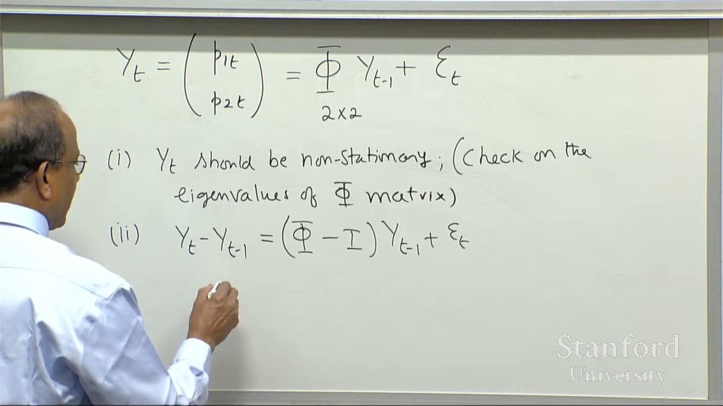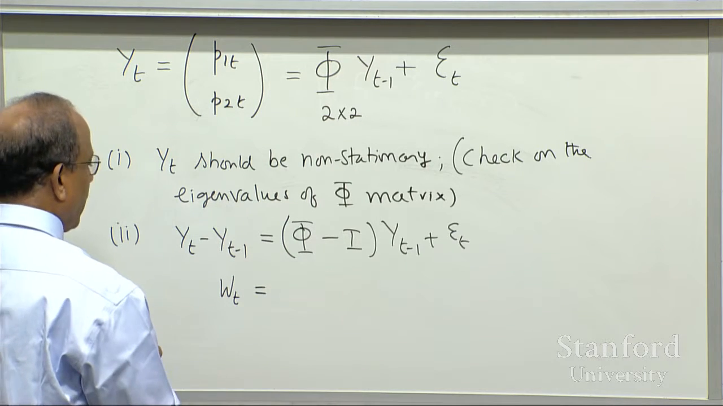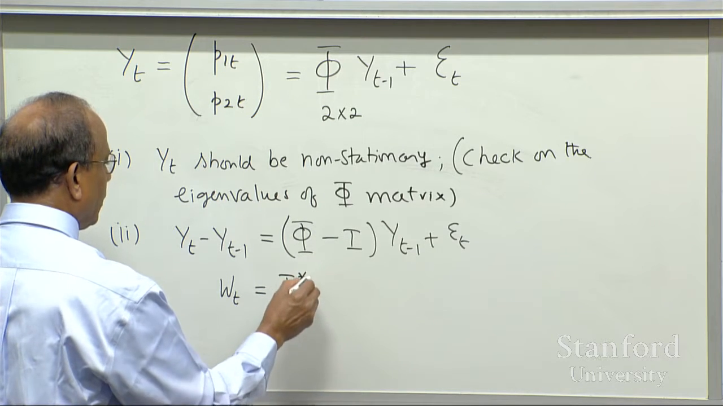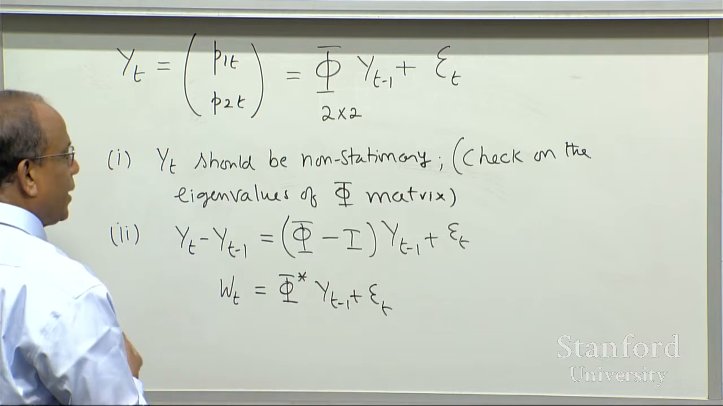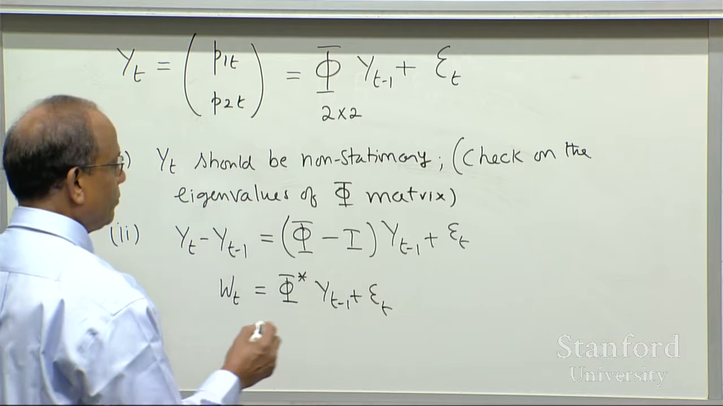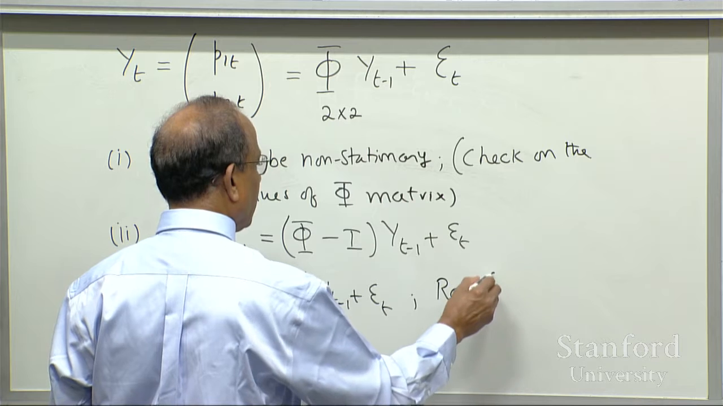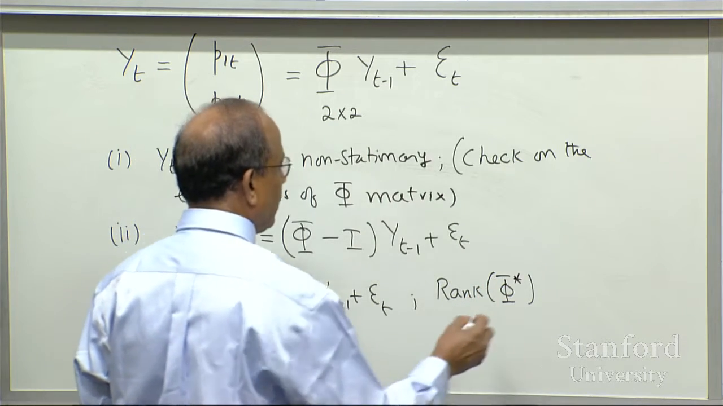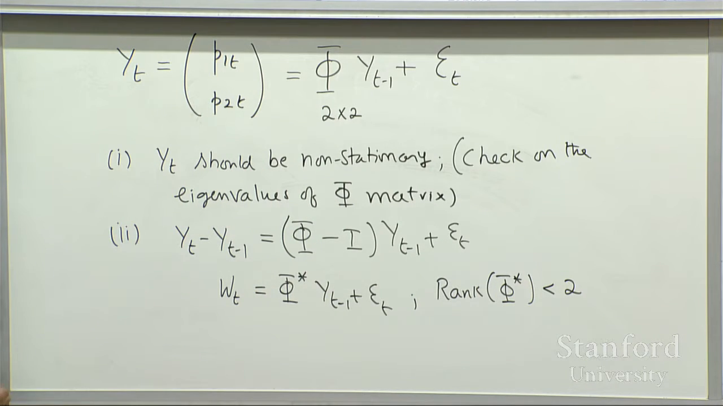So this is the same as writing Wt equal to, and I am going to call this pi star, times yt minus 1 plus epsilon t. So if the eigenvalues are going to 1, we can show that the rank of this matrix, the rank of pi star, should be less than 2. Okay. So that's the main condition.